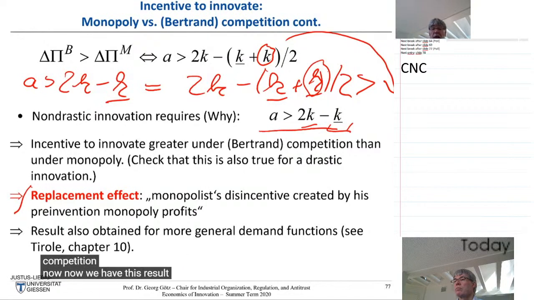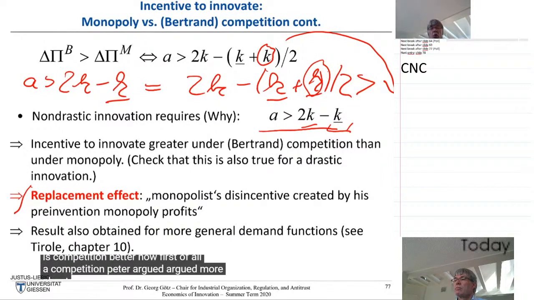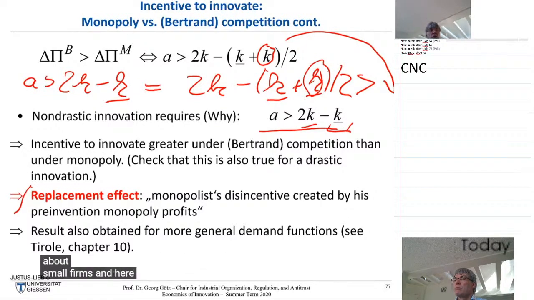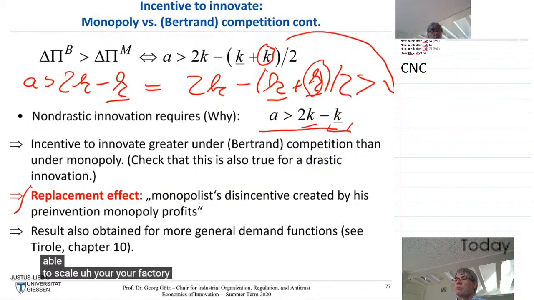Now we have this result, and the question is, what about Schumpeter? Okay, is this result a contradiction to Schumpeter? Is competition better? Now, first of all, Schumpeter argued more about small firms, and here this small firm under competition takes over the whole market. The question is, does it have the capacity to do so at all? Okay, if there are capital market imperfections and so on, you might not be able to scale your factory so much.